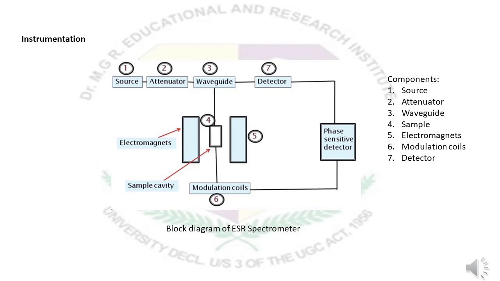This is the instrumentation of ESR spectroscopy. We start with the source of microwaves produced by a klystron tube, and this passes on to the attenuator and waveguide such that the microwaves pass on to the sample held in the sample cavity or the sample tube. This is surrounded by electromagnets that produce the magnetic field. In this instrument, microwaves of a certain frequency are passed on, and only the strength of the magnetic field is varied. The modulation coils help to vary this, and finally a detector is used to find out the resonance of the spins and the magnetic behavior.